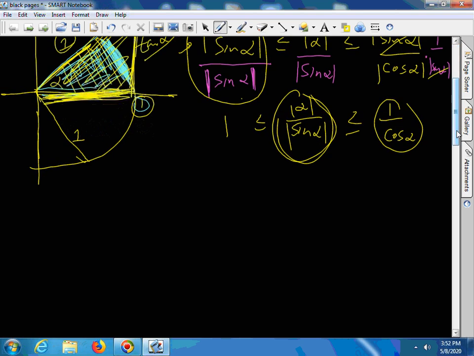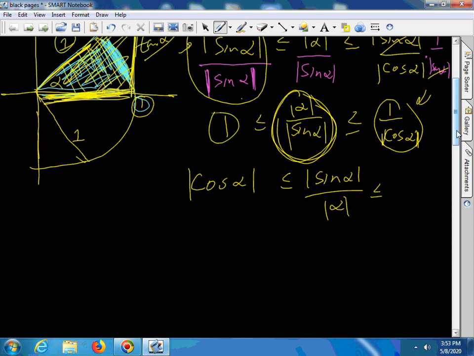Okay. So I have the reciprocal, absolute values. I have the reciprocal of that, which is cosine alpha, is less than the reciprocal of the middle, which is less than or equal to the reciprocal of 1, which is 1. Okay, now we need to look at this more carefully.